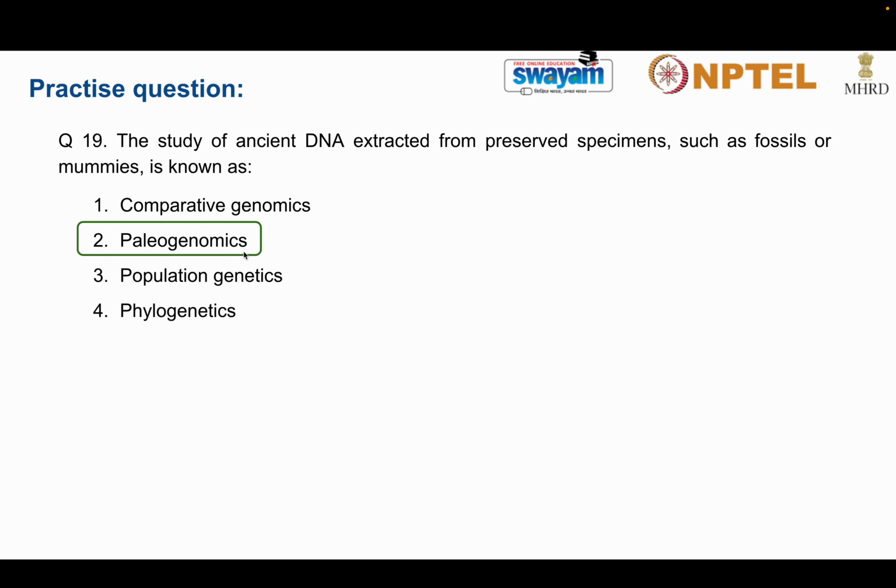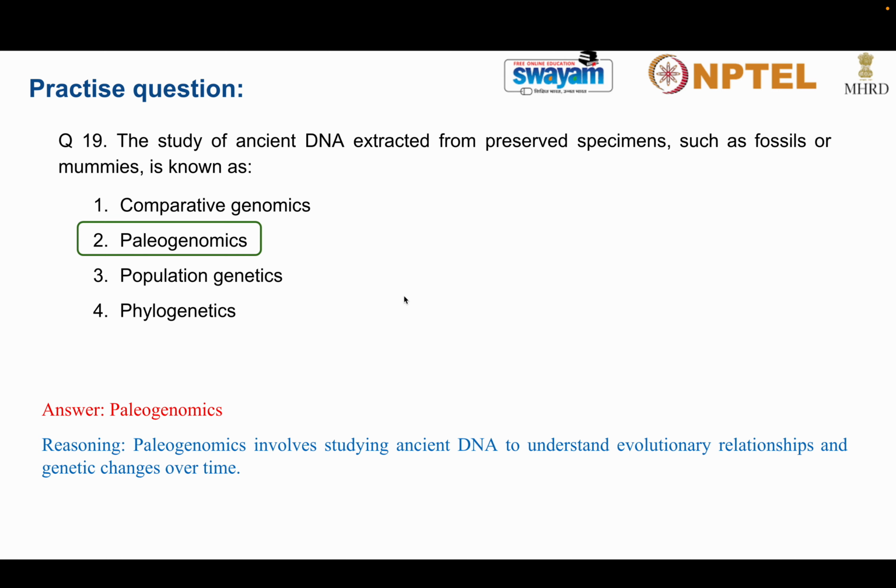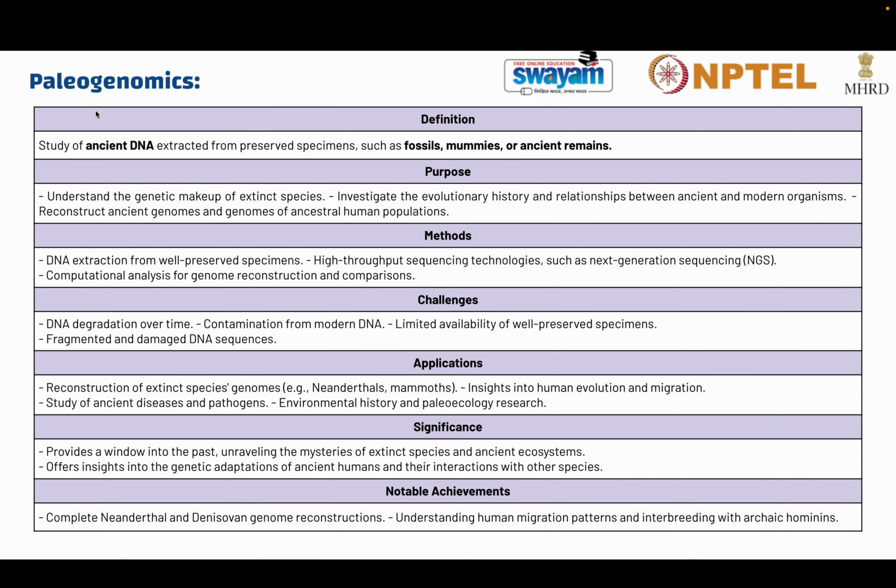You can simply cut down all other options which you know and then it will be left. So it means it is the study of ancient DNA. Now I have given here the complete detail of this paleogenomics, and this involves the study of ancient DNA, which is generally extracted from preserved specimens. And these specimens could be fossils, mummies, or ancient remains.